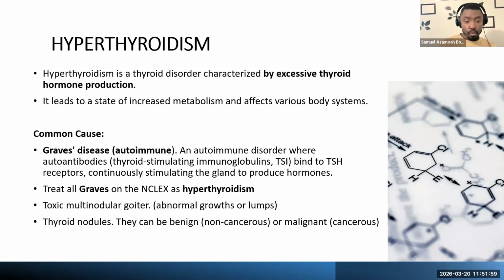But it's good that you, as somebody who will be talking to other people, know the difference. Say, oh, it's the same, just that this one is coming from this origin. Okay. And when I say origin, it's not ORIGEN. Okay. So treat all growths on the NCLEX as hyperthyroidism.